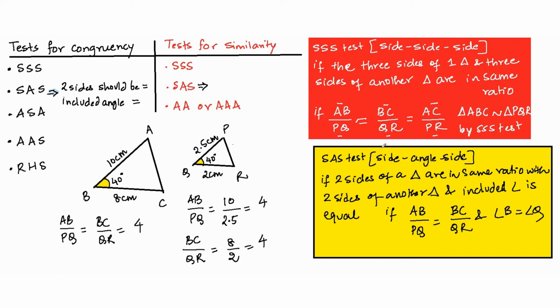So the side angle side test says, let's quickly summarize it: two sides in proportion, and the included angle should be equal. Then the two triangles are similar to each other. Let me again pause for a minute or two, and then we will go to the AA test.